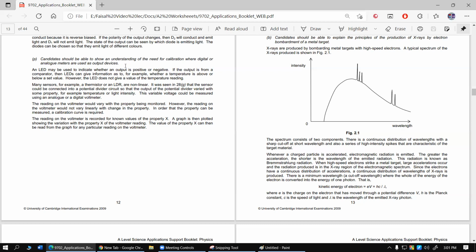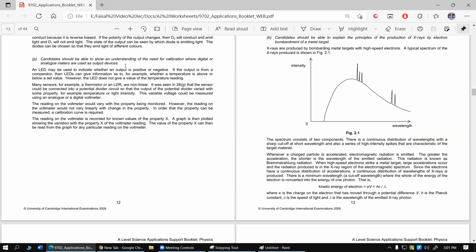An LED may be used to indicate whether an output is positive or negative. If the output is from a comparator, then LEDs can give information as to, for example, whether a temperature is above or below a set value. However, the LED does not give the value of the temperature reading. So this is pretty important. Using a comparator circuit, we can only determine whether the temperature of the room is more than something or less than something. That's all we can say.